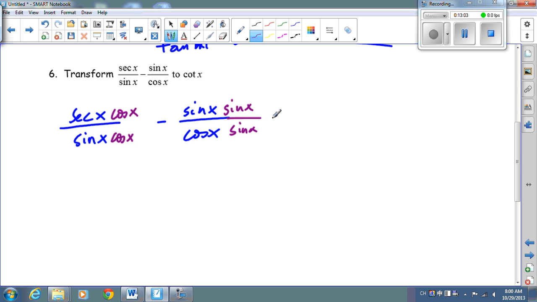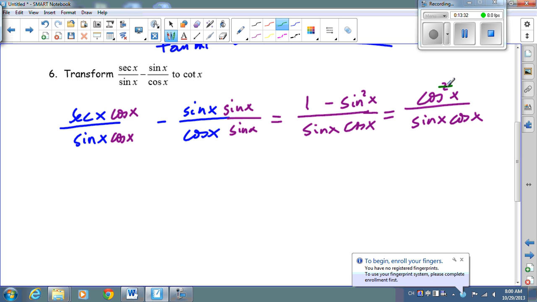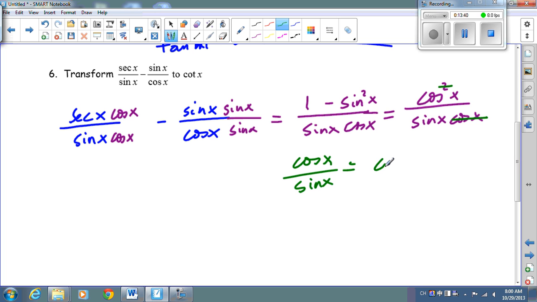Now they have the same denominator, but secant times cosine is 1, minus sine times sine is sine squared, over sine x cosine x. The 1 minus sine squared of x, you should know it by now, is cosine squared of x over sine x cosine x. What I will do is simplify one of the cosines with this cosine, and I'm left with cosine of x over sine of x, which is cotangent x.